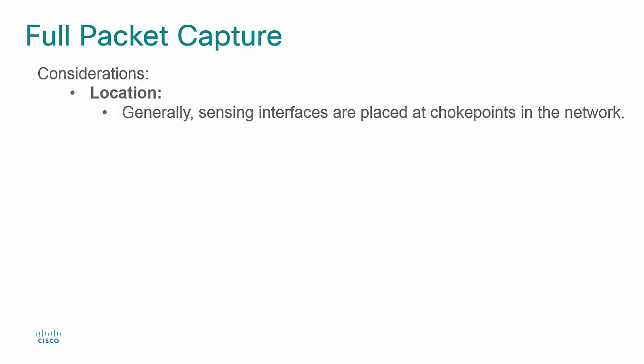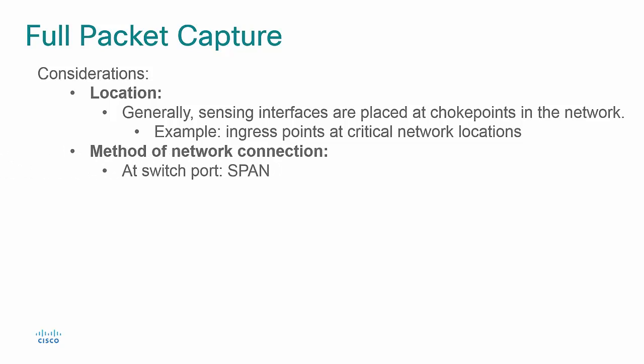Placement of sensing interfaces will affect which conversations will be seen. Generally, sensing interfaces are placed at choke points in the network. Examples would include ingress points behind an internet-facing firewall, or into the data center, or even ingress points for remote access VPN. A single sensing interface could be connected to a switch port which mirrors traffic, and this is often called a span port. This is the least reliable method because packets may be missed. The mirrored port allows full duplex connectivity, and that may overflow the capacity outbound from the mirroring interface.